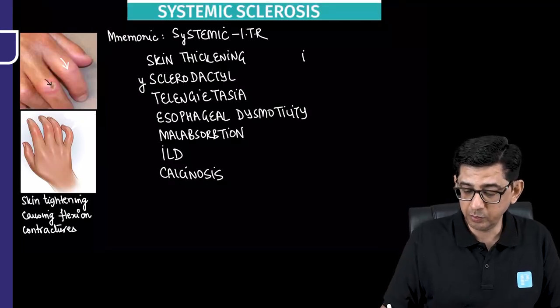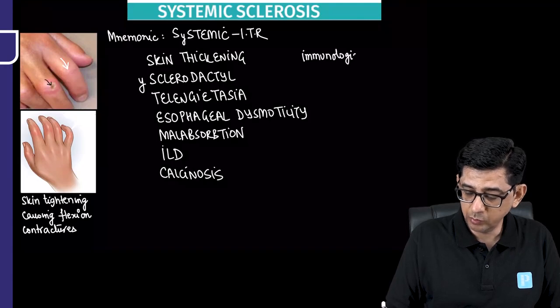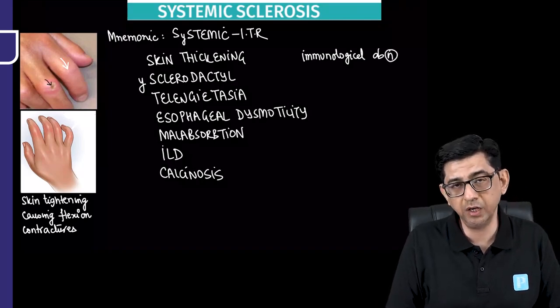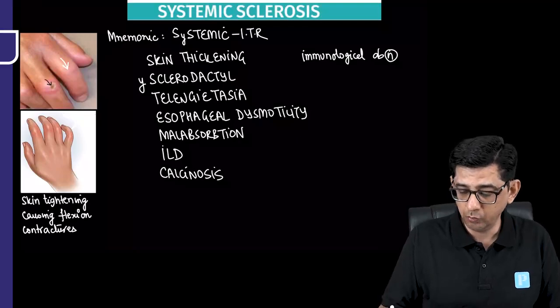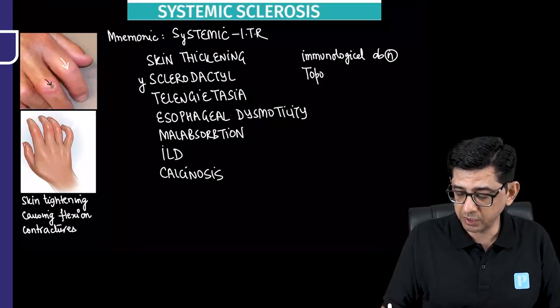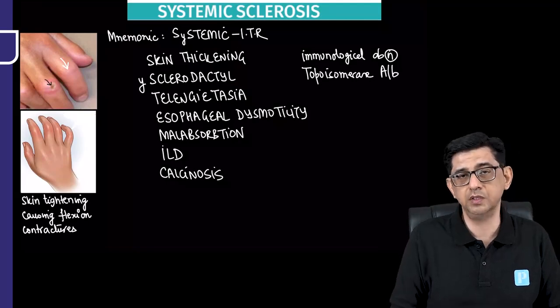Then alphabet I would represent that there would be immunological abnormality seen. One of the most important immunological abnormalities, the villain antibody behind the development of this autoimmune condition, would be called anti-topoisomerase antibody. In fact, in the later part of this discussion, I'm going to talk about a total of 9 antibodies seen in systemic sclerosis.